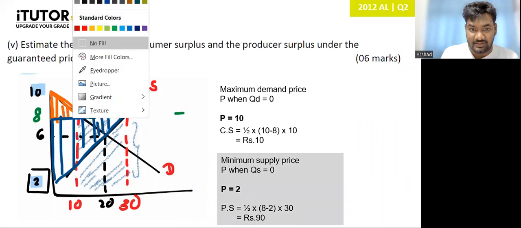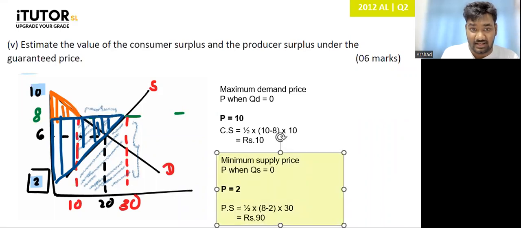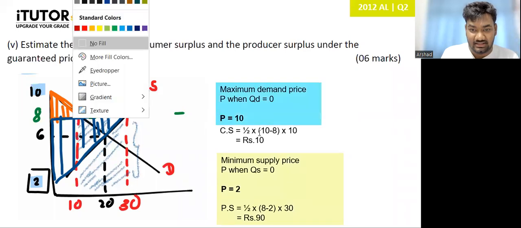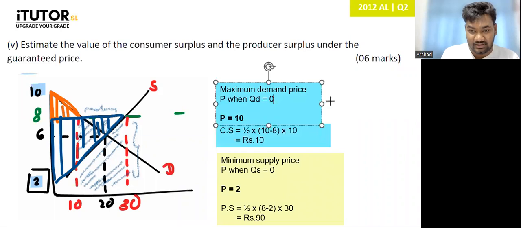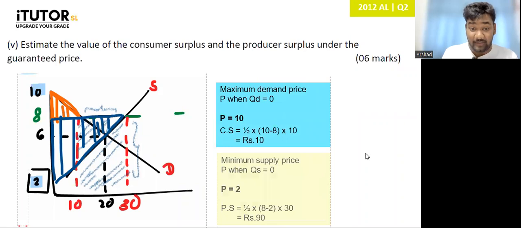Okay. So this is this one. This one I'll highlight in another color. This is the consumer surplus. This is producer surplus. Okay, done. Any questions, guys? Is everyone okay with that? This is the 2012 A-level question number 2.